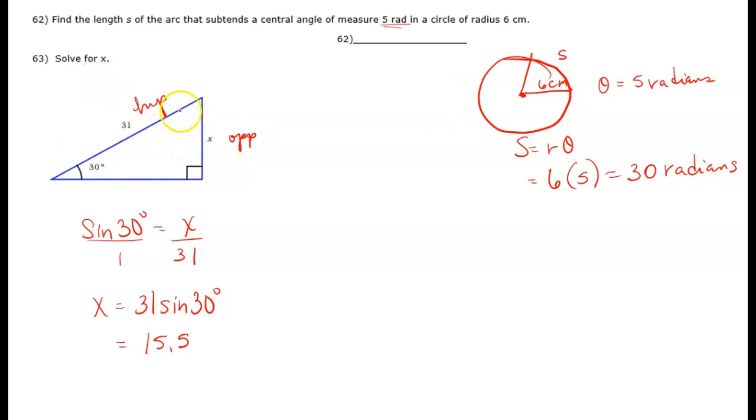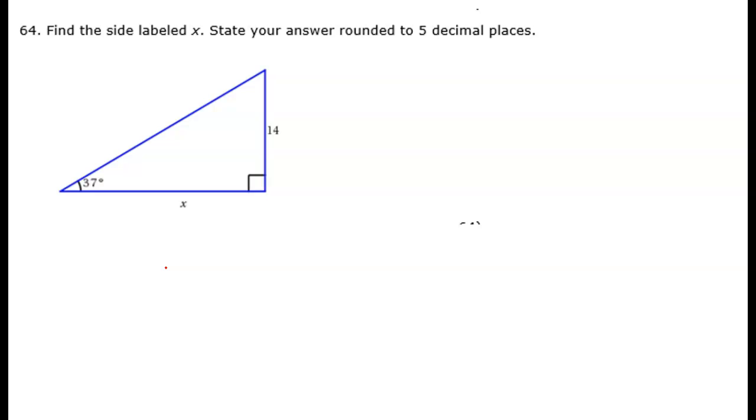Number 63, I have a right triangle and I've been given an angle and the hypotenuse, and I'm asked to find the opposite side. So when I look at this in relation to the angle that I'm provided here, I know I'm working with the opposite and the hypotenuse. So opposite over hypotenuse is the sine function. So sine of 30 equals x over 31. Cross multiply and put that in your calculator. Be sure you're in degree mode and you'll get 15.5 for your answer.